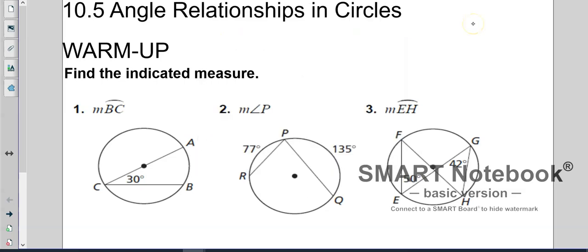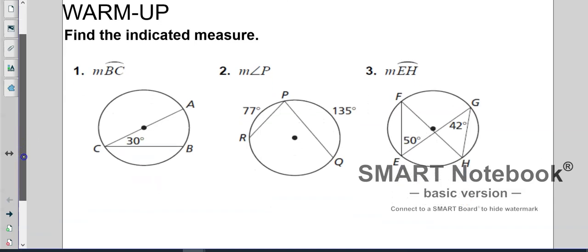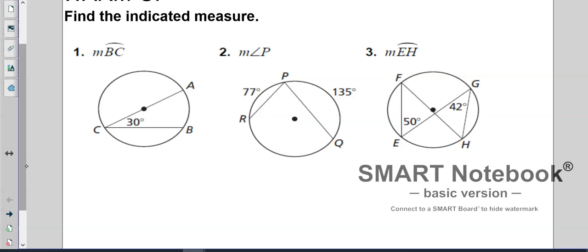All right, 10.5, angle relationships in circles. So a little bit of warm up, just for a little bit of review. Find the indicated measure. All right, so remember, first off, we're trying to find BC, but let's go with what we know.